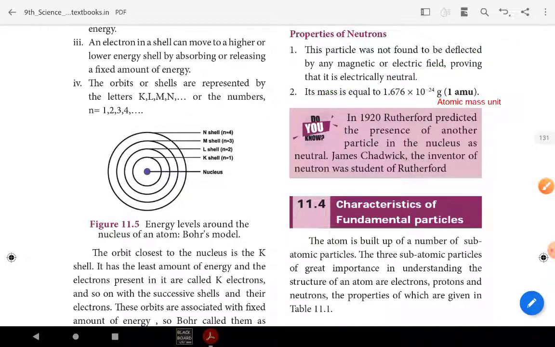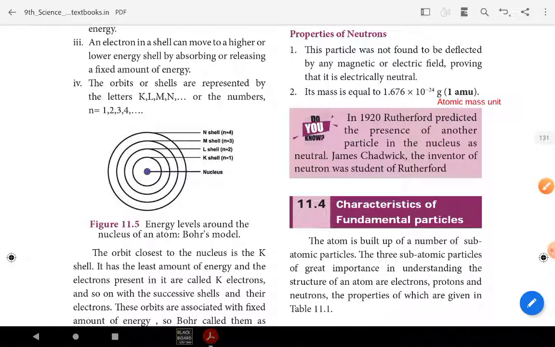And the second, its mass is equal to 1.676 into 10 to the power of minus 24 grams. So this many grams is the mass of each neutron. What is this, children? 1 AMU, that means atomic mass unit. The particle's mass is measured with a unit called atomic mass unit. So 1 AMU means 1.676 into 10 to the power of minus 24 grams. So the neutron's mass was equal to this.